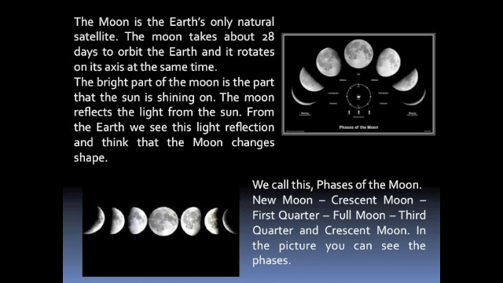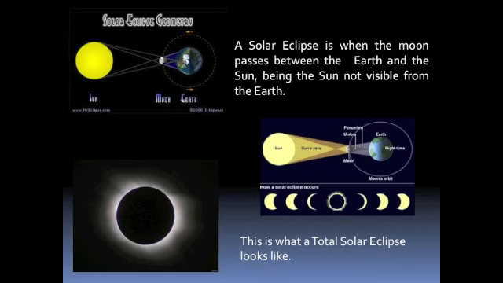In the picture, you can see the phases. A solar eclipse is when the Moon passes between the Earth and the Sun, being the Sun not visible from the Earth.